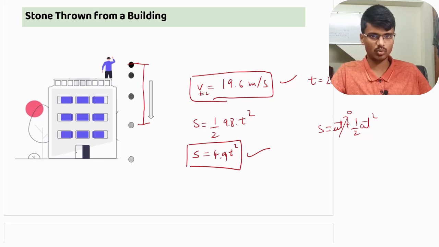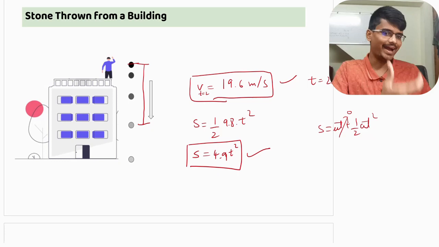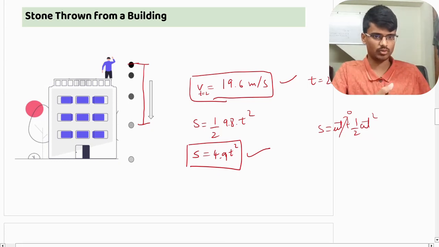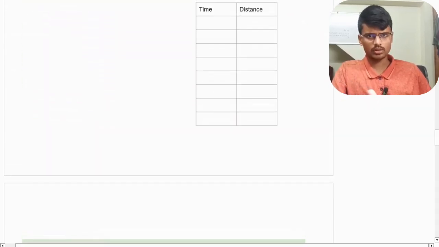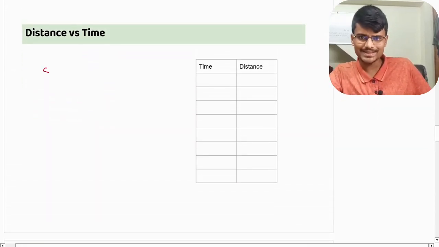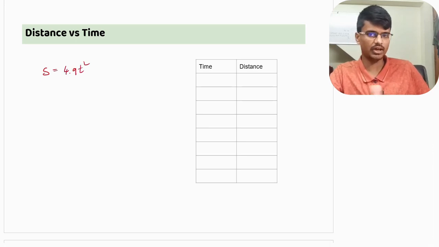At t equal to 1, what is the distance? So we'll be doing that. Just bear with me, just follow. So we have come that the distance can be calculated using 4.9 t square. Everyone agrees here? So for different time intervals, we will be calculating the distance.